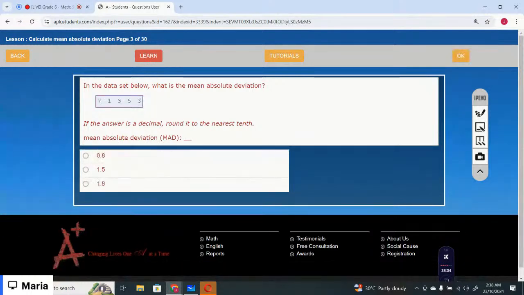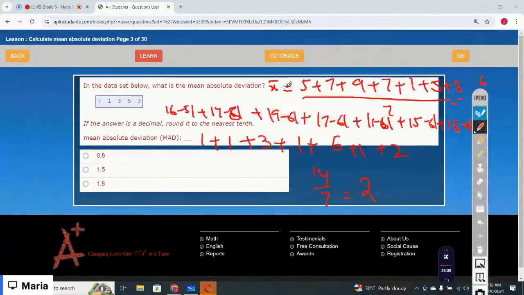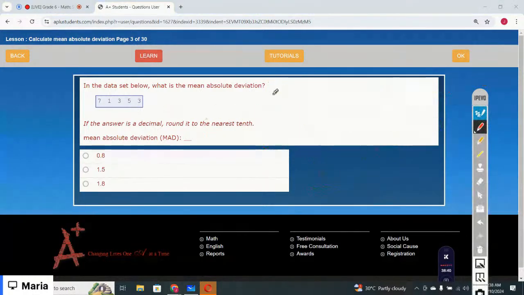You need to calculate the mean of the values, then you have to calculate the, let's just do one more. You have to calculate the mean first. Let's just calculate the mean, that is 7 plus 1 plus 3 plus 5 plus 3 divided by 5. The sum is 19 over 5. So the mean value is 19 divided by 5, which is 3.8. The correct option is 3.8.